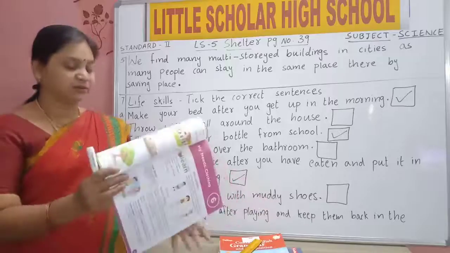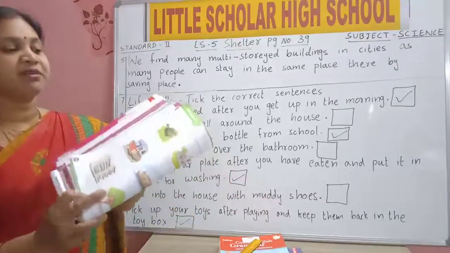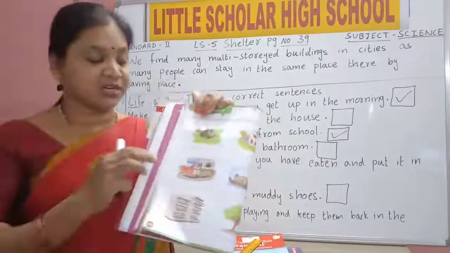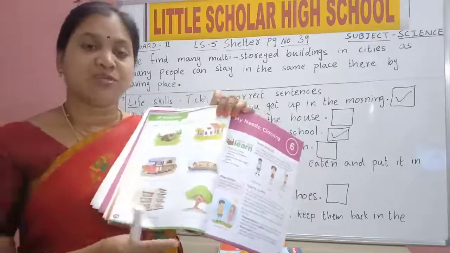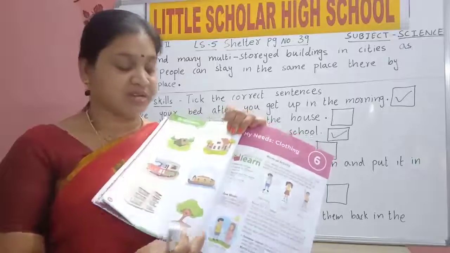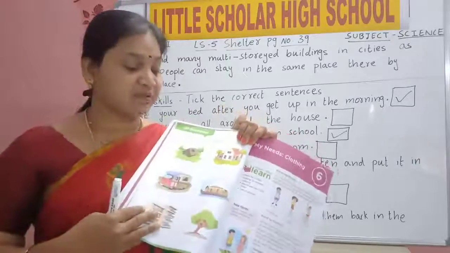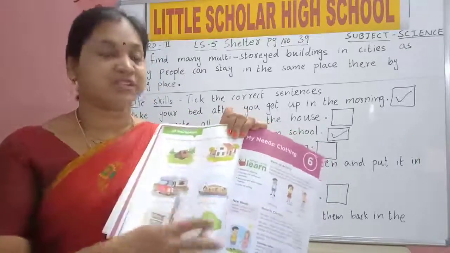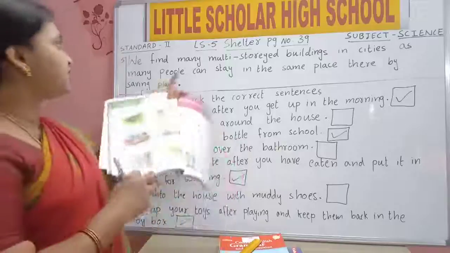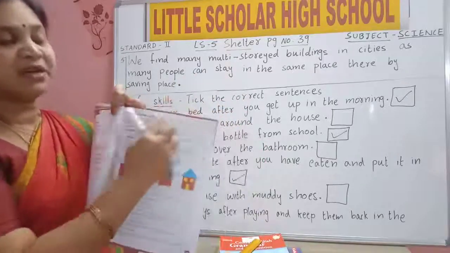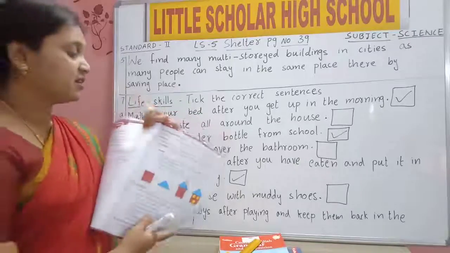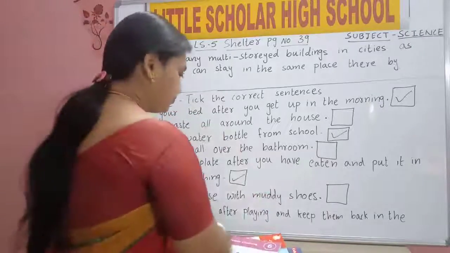Page number 40, worksheet, children. Yes, what is given here? Different types of houses. Some permanent houses are given, some temporary houses are given. Now we will write names for these houses. Yes, did you finish this? I am erasing. I asked you to copy it in your textbook here itself. Yes, completed, children.